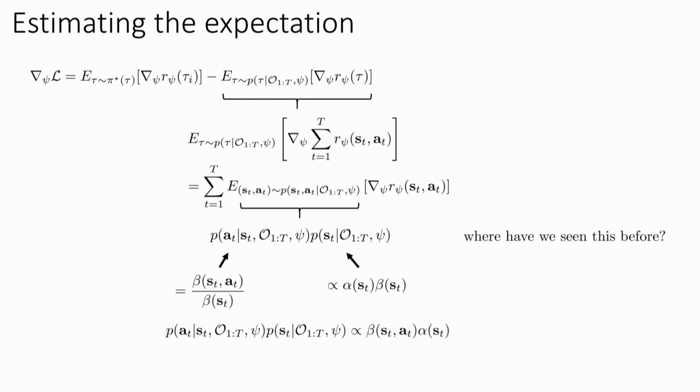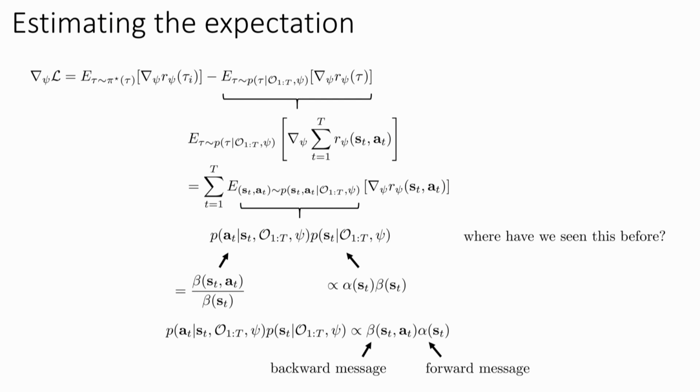So now if we multiply them together, the beta ST term cancels out, so you're just left with beta ST-AT times alpha ST. And this is up to a constant of proportionality, so you still have to normalize it with respect to states and actions, but otherwise this gives you the probability that you want. So you have a backward message, a forward message, multiply them together, get a probability of a state action tuple.